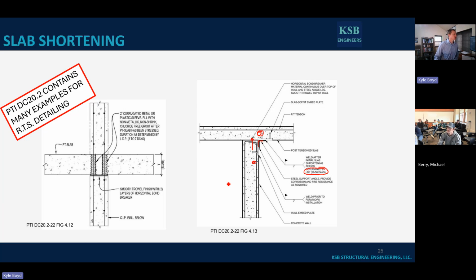Another way to do it, say it was just a bearing wall, you could do a corrugated sleeve through that rebar and leave it open. Now the whole slab can move back and forth. It's not catching on that rebar, and you're good there.